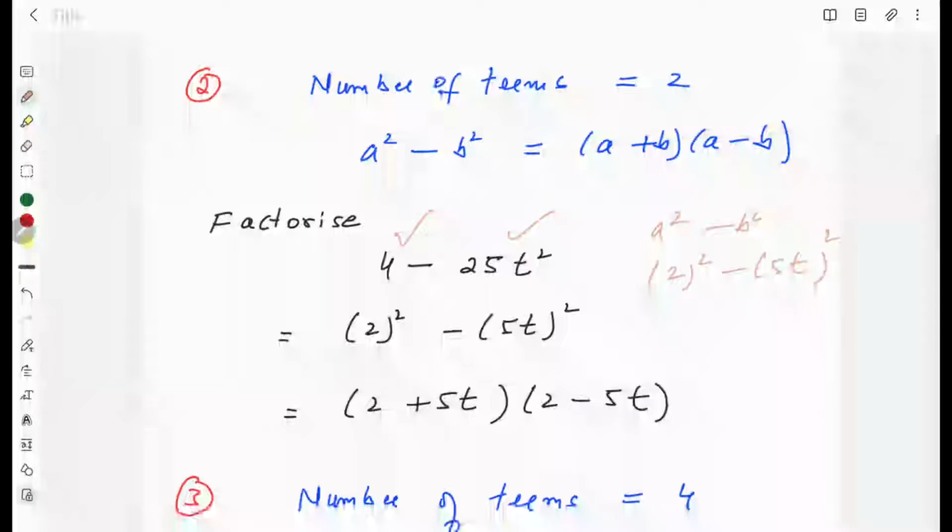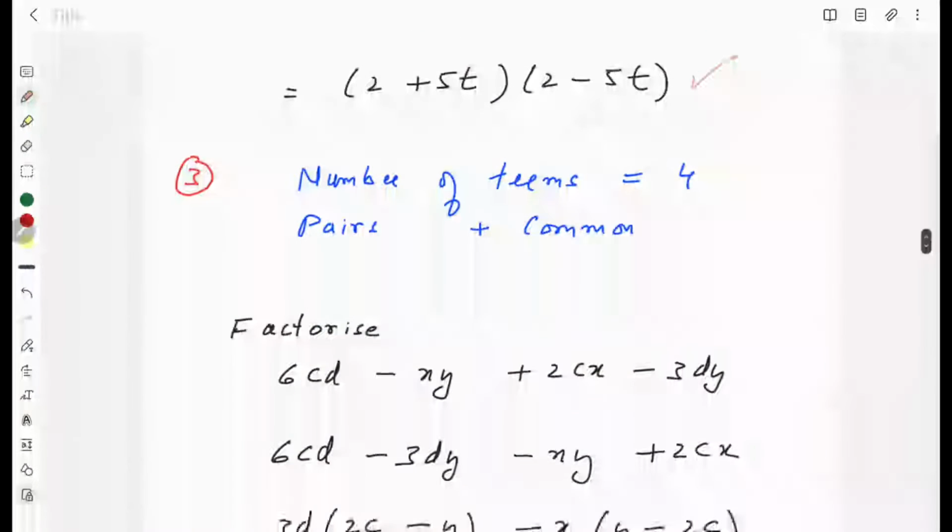It is very important that you have to write your two terms according to the formula. So 2 square minus 5t whole square will be 2 plus 5t multiplied by 2 minus 5t. So this is your factorized form.